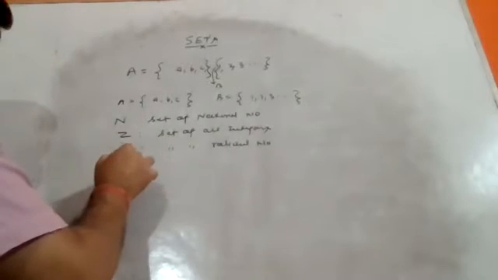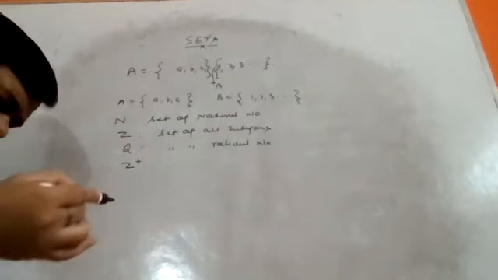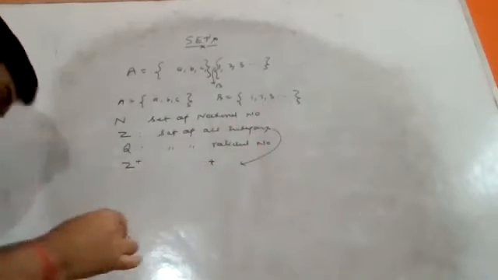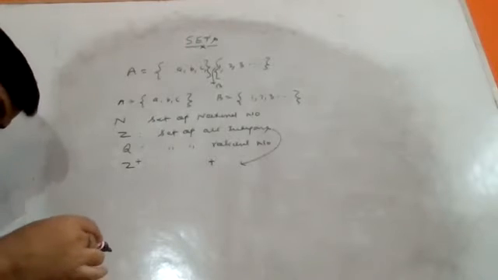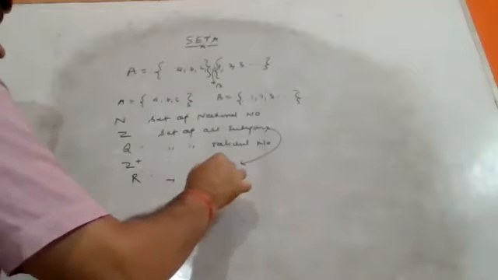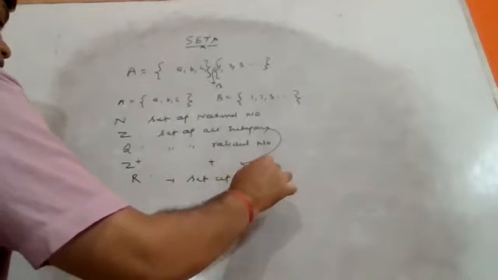Then we can define Z plus, the set of all positive integers. Z minus is negative integers, Q plus is positive rational numbers, and R is the set of real numbers. These are the parameters we use for the standard formation of sets.